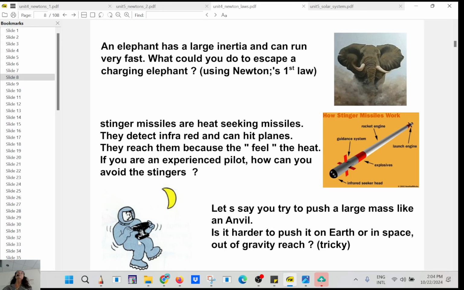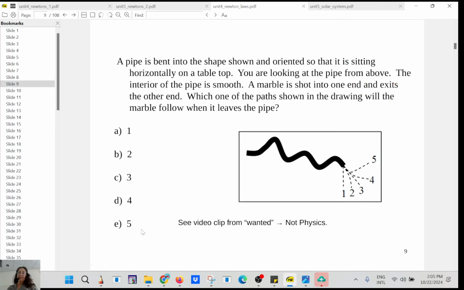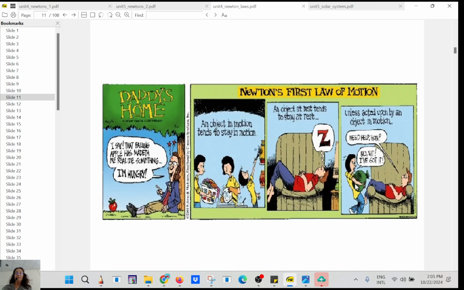So if you are on the moon or in space, this anvil here will have the same inertia. It doesn't matter if you are on Earth or in space, it's going to be as hard to push. Of course, if you are on the moon and you try to lift it, it's going to be easier because it doesn't have the same weight. So we talk about inertia. Something like this may also be on test 2. Because of inertia, when there is no force acting on the system, it will keep moving at the same speed along a straight line.